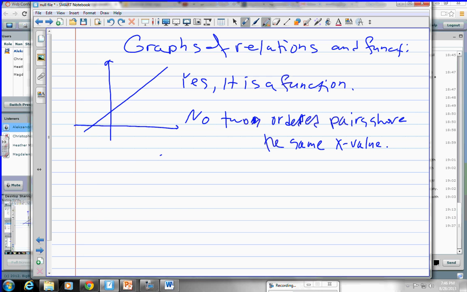Now, some of you know that there is a quick test that you can do by looking at the graph. What is it? Vertical line test. What you can do, you can visualize putting a bunch of vertical lines through the graph. And if each vertical line hits the graph at exactly 1 point, then you got yourself a function. So vertical line test. Okay?